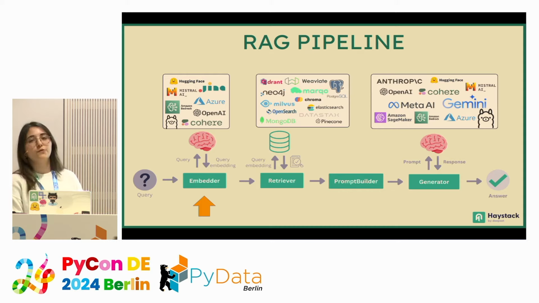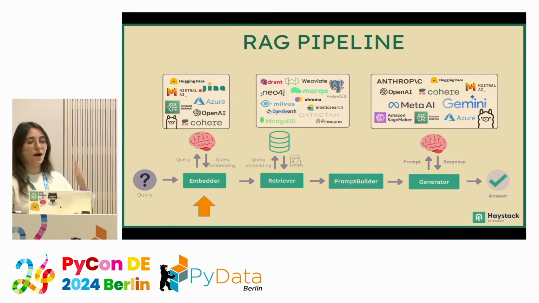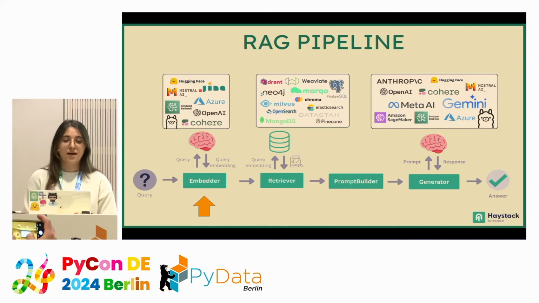This is the overview of a RAG pipeline implemented with Haystack. This is a very minimal example, but you can, of course, customize it as you want. And let's go over it together. The first component that you would put into your pipeline is usually an embedder. And as the name states, it's a component that generates the query embedding. And we have a large selection of support here. We have Hugging Face, Mistral models, Jina, Azure. And if you want to host your own embedding model, you can also use Ollama, Llama CPP, or vLLM with Haystack. Next step is the retriever.